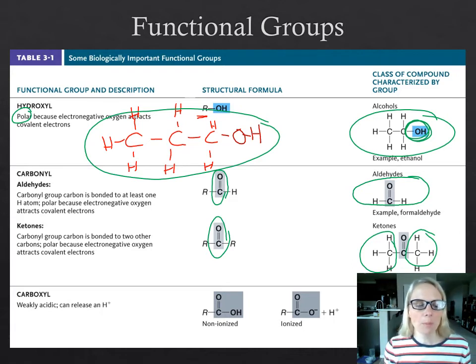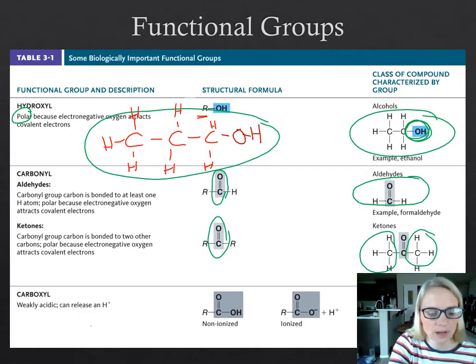Okay. A carboxyl group. So here's our next group. Sometimes you'll see it written as COOH.